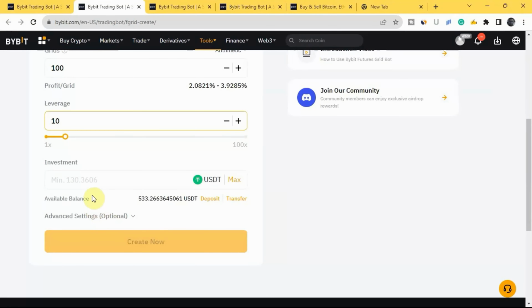So the next thing is to enter the investment you want to use. Let's say, for example, you can see the minimum I can use is 130 USDT. So let's say I want to use 500 USDT. I'll go ahead and enter 500 right there.